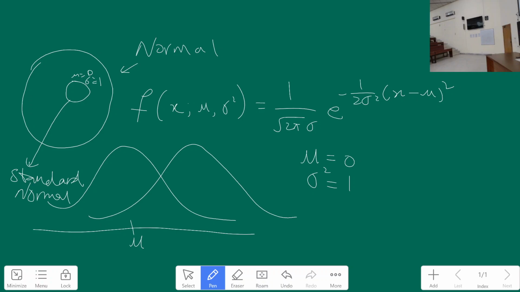क्या हो जाएगा standard normal के लिए? Can somebody help me write it?